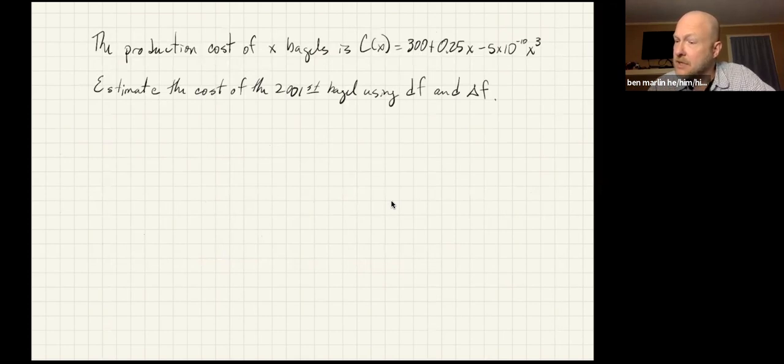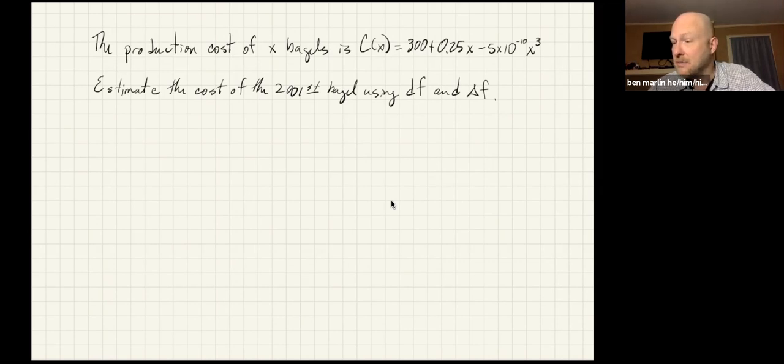All right, so the production cost of x bagels, this function, 300 plus 0.25x minus 5 times 10 to the negative 10th x cubed. Where on earth does that come from? I do not have an answer for you.